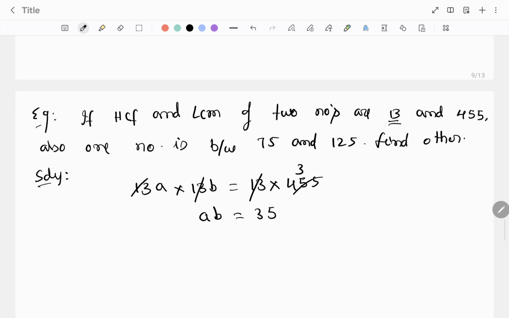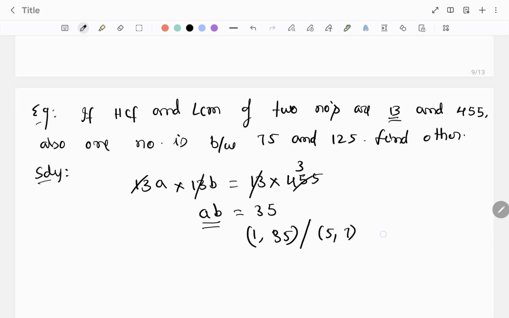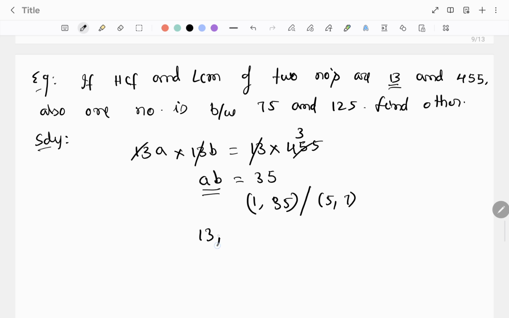One number is between 75 and 125, and we need to find the other one. So a into b is equal to 35. How many pairs can we write? One is 1 and 35. The other pair is 5 and 7. Now the numbers become 13 into 1, 13, and 13 into 35, 455. These are the given numbers, this is not our answer. Then 13 5s are 65, 13 7s are 91. Yes, so this is our answer.